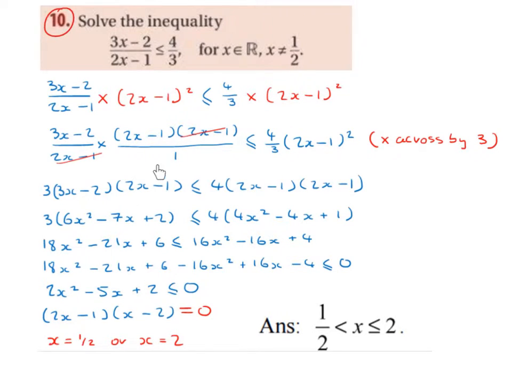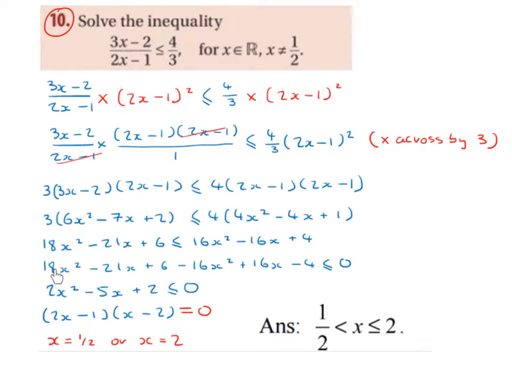(3x − 2) multiplied by (2x − 1) is 6x² − 7x + 2. Remember, you still have a 3 in front. And (2x − 1) multiplied by (2x − 1) is 4x² − 4x + 1. Again, remember, you still have a 4 in front. 3 by 6x² is 18x², 3 by −7x is −21x, 3 by 2 is 6. 4 by 4x² is 16x², 4 by −4x is −16x, 4 by 1 is 4. So we end up with 18x² − 21x + 6 ≤ 16x² − 16x + 4.